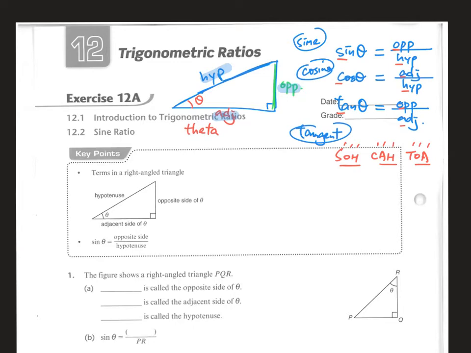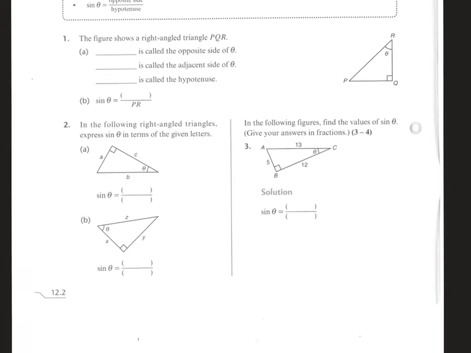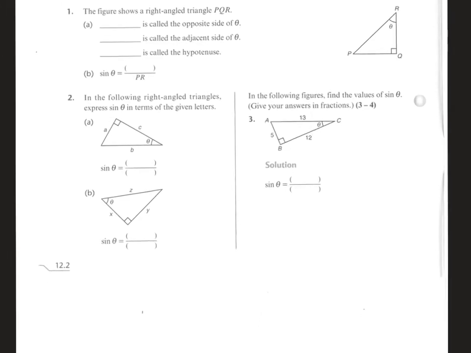After you briefly understand the meaning of sine, cosine, and tangent theta, you can do the questions quite quickly. First of all, for sine theta, you need to remember that it's opposite side over hypotenuse, so you search for the opposite side. Take part B as an example. Theta is here. Opposite to it is y. The hypotenuse always faces 90 degrees, which is the longest side. So it's y over z.